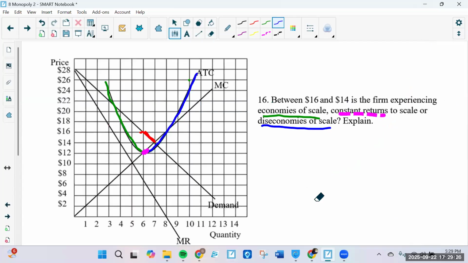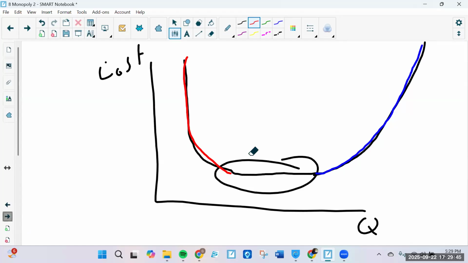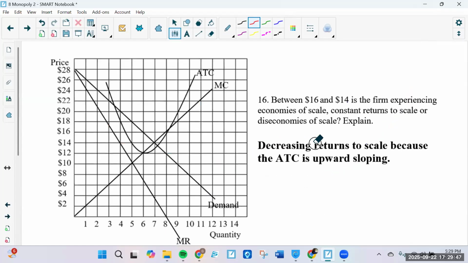But anyways, for this one here, the idea is: is there any economies of scale, constant returns to scale, or diseconomies of scale? In that range, we are right here, right? So what's happening to that average total cost curve right there? Well, it's going up. That means you're experiencing diseconomies of scale. Okay. And I put decreasing returns to scale, but it should be diseconomies of scale.